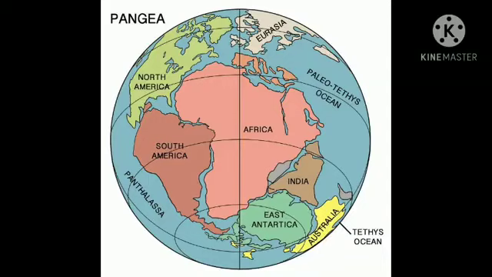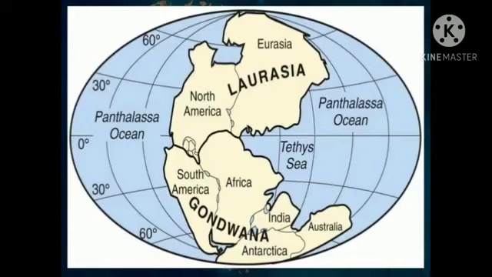The northern part of Pangaea comprised North America, Europe, and Asia, and was known as Laurasia. Similarly, the southern part of Pangaea comprised South America, Africa, peninsular India, Australia, and Antarctica, and was known as Gondwanaland. Both Laurasia and Gondwanaland were separated by a narrow and shallow sea known as the Tethys Sea.